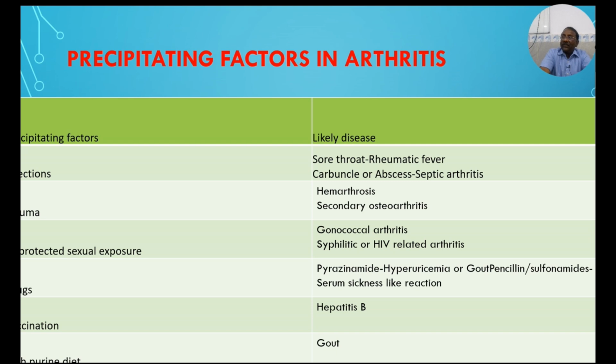And then the vaccinations, following hepatitis B, they may present as a polyarthritis or mono- or oligoarthritis, but of short span. Okay, so reassurance is the treatment there, except for a few NSAIDs.